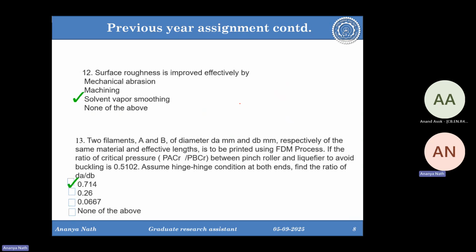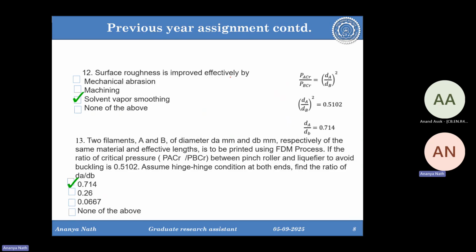Next, move on to the next question. So, the surface roughness is improved effectively by the solvent vapor smoothing. It's related to the support removal, so it's the memorizing question.